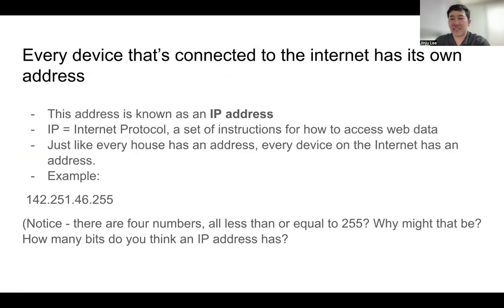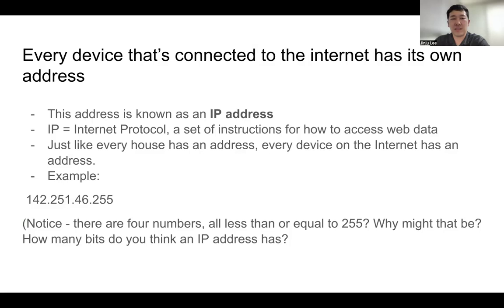So every device that's connected to the internet has its own unique address. This is known as an IP address. My computer has an IP address. My smartphone has an IP address. Your tablet has an IP address. Just like every house has an address, every device on the internet also has an address.